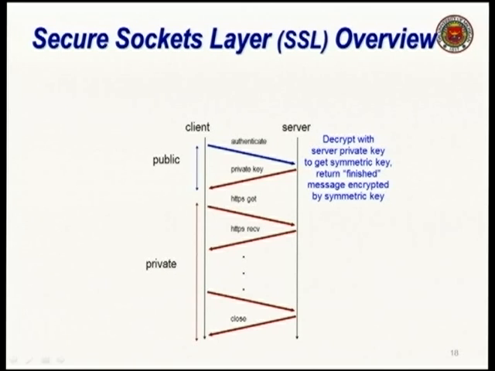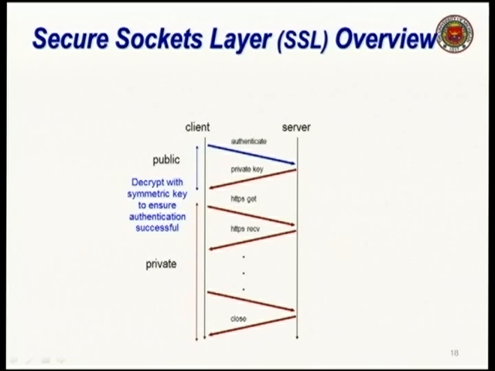The server decrypts it with its private key to get the symmetric key and then returns a finished message that's encrypted with the shared symmetric key that was passed in that original message, encrypted with the public key of the server. When that comes back, the client decrypts it with the symmetric key it sent originally, and if it says finished, what does that mean? It means that this message was prepared by the holder of the private key matching the public key I originally encrypted with. That's authentication, and then bootstrapping a symmetric key algorithm.